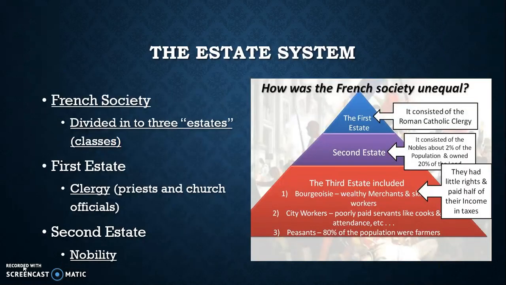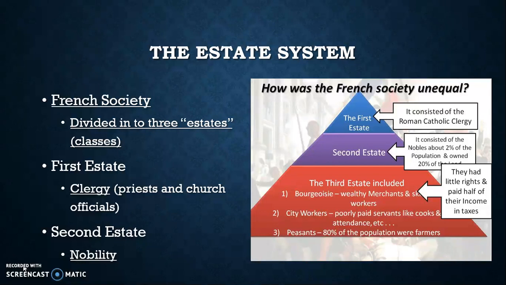One of the main causes of the French Revolution is the estate system. The estate system is how French society was divided into different classes during the 18th century. So they're divided into three different classes known as estates. The first estate is made up of the clergy. This is the priests and the church officials from the Catholic Church. They only make up about 1% of the population. The second estate is the nobility.